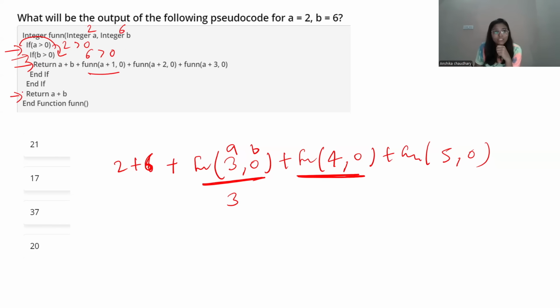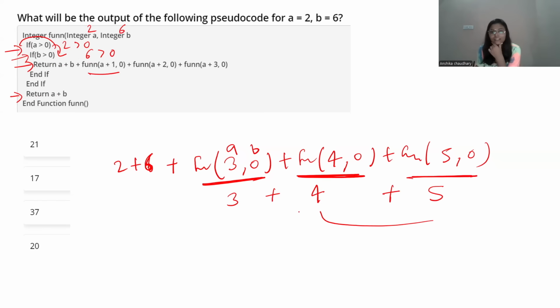And it will come out of the if part and return A plus B. That means it will return 4 plus 0, that means 4. The same thing will happen with 5: 5 is greater than 0, but 0 is not greater than 0. So it will return 5 plus 0 as 5. Right. So now let's take the sum of all.